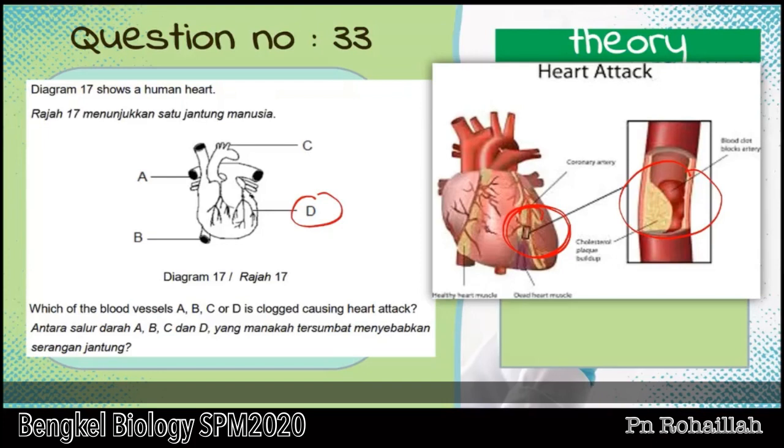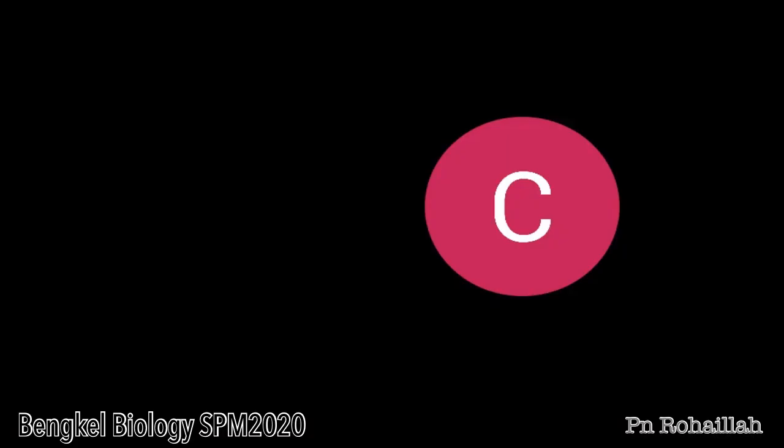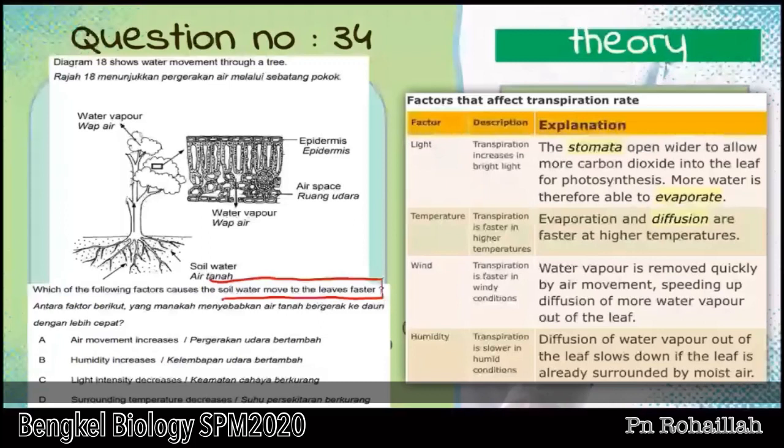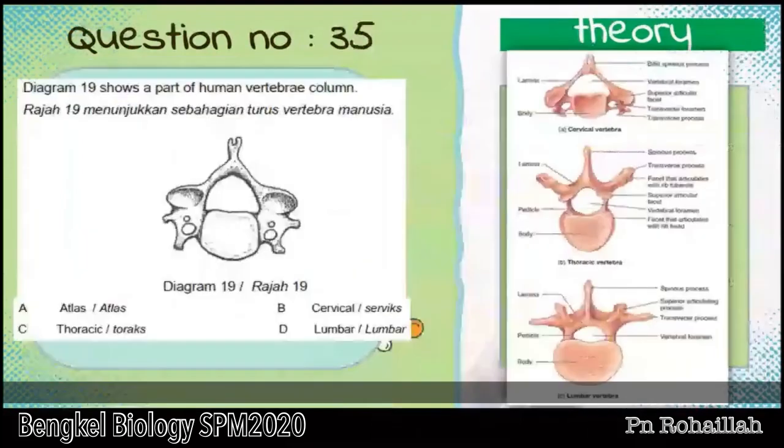Okay, next. 34. Which of the following factors causes the soil water to move to the leaf faster? So which one? Okay, because of the air movement increase. Ada angin. When there is wind, the soil water will move faster. Okay. Alright, next.